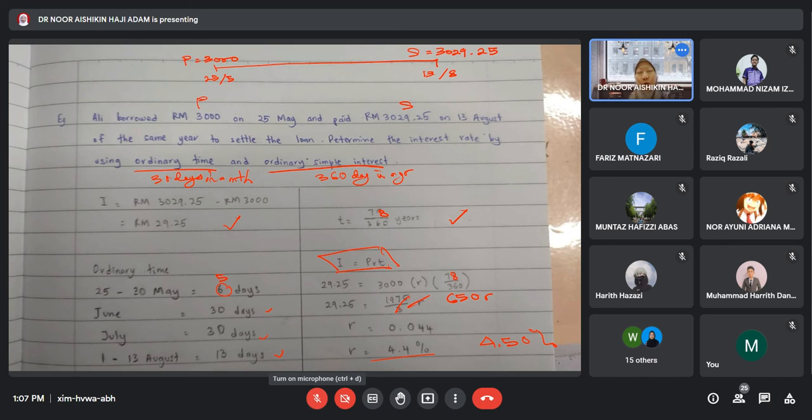Boleh tak guna formula yang lagi satu tu? S equals to P times 1 plus RT. Kelas? Mumtaz used I equals to PRT, but can I use S equals to P times 1 plus RT to find R? Yes or no? Boleh. You have S, you have P, you have T. The only thing that's missing is R, and that is what you need to find anyway. Any question about this? No.